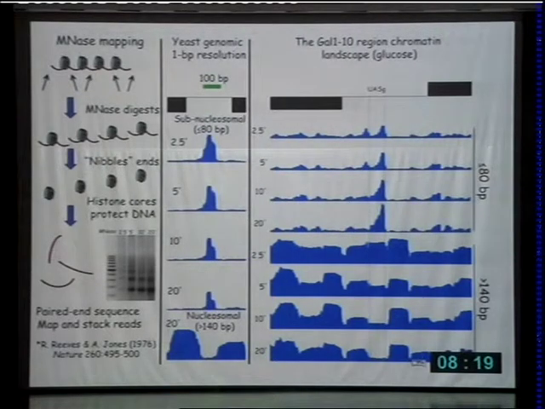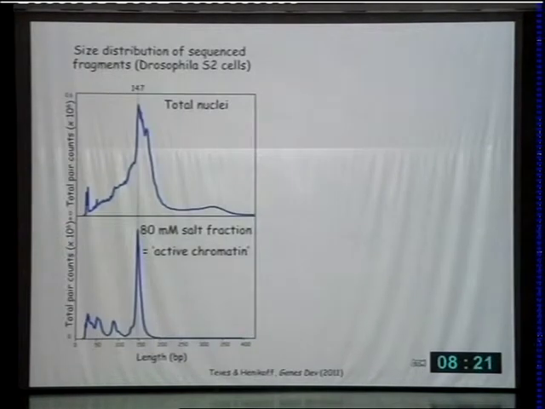Well, yeast has a small genome, so let's go to a larger genome, and we go to Drosophila. So this shows a histogram of length for total nuclei as well as a salt fraction. So back in the 1970s, again, Marilyn Sanders had come up with a salt fractionation method. And if you use just a low salt, what you pull out is what's been classically called the active chromatin region. You can see that you get a different distribution of sizes here.